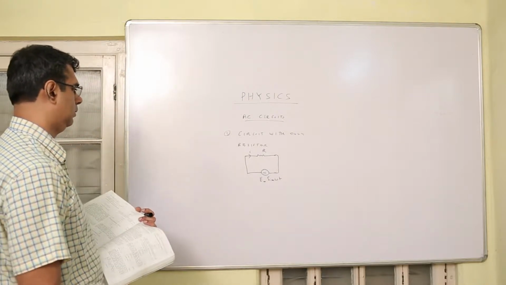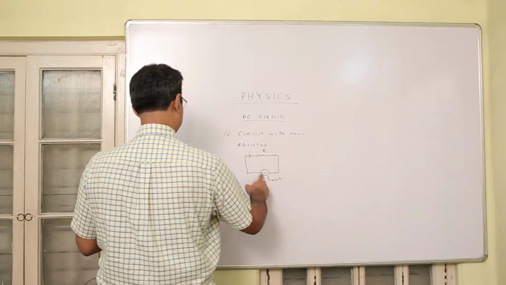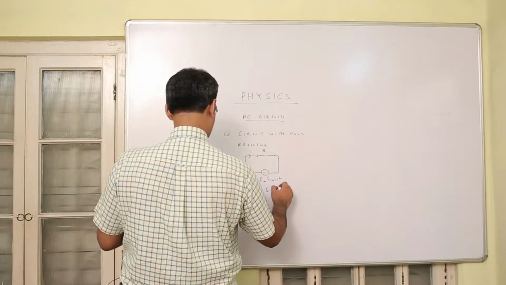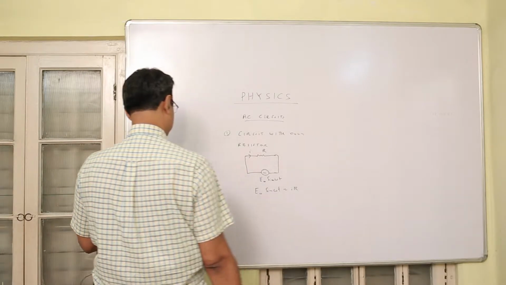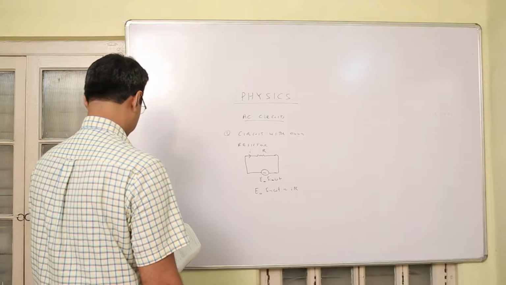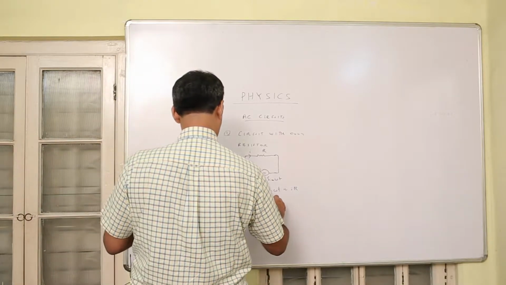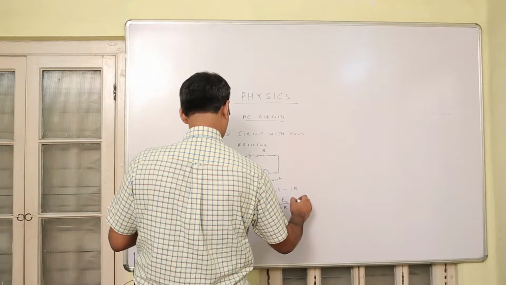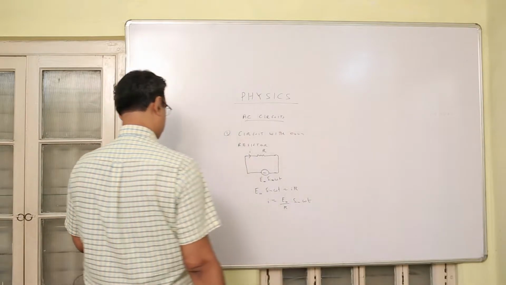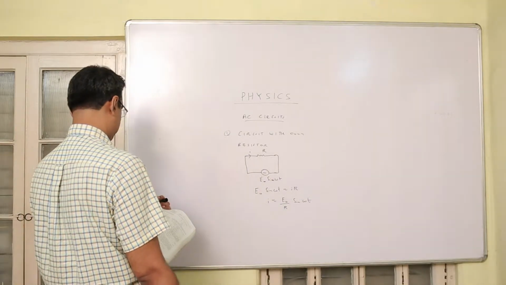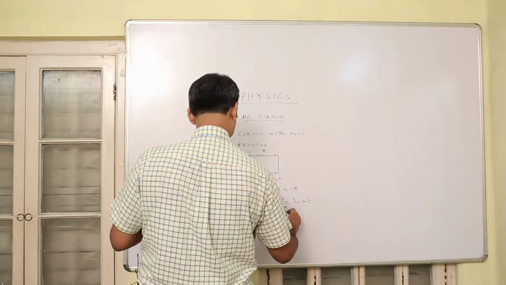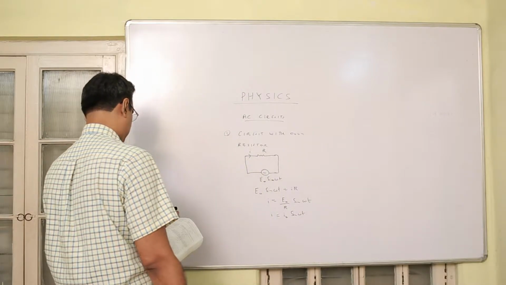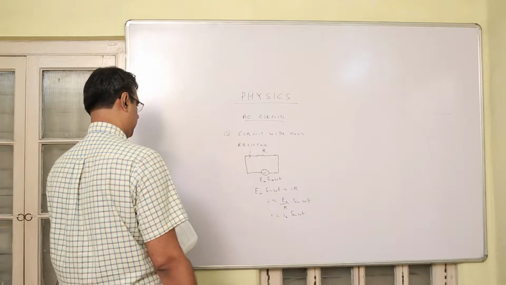Suppose there is a circuit in which the voltage supply is E0 sine omega t, the current is I, and there is only a resistor. So you can say by using Kirchhoff's law that E0 sine omega t is equal to IR. I is equal to E0 by R sine omega t. So I is equal to I0 sine omega t.